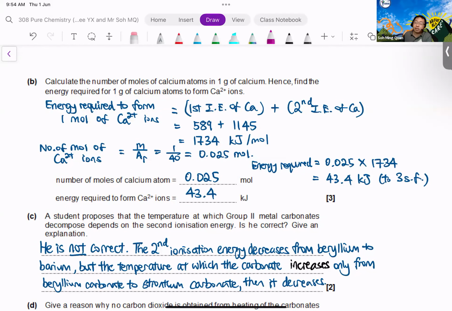I left out one word, increases only from beryllium carbonate to strontium carbonate, then it decreases for barium carbonate. So if there's an exception, you cannot claim that this statement is true. Okay, so you must differentiate general trend from a trend that's always correct. In this case, the student wants to say that this trend is always correct. All right.